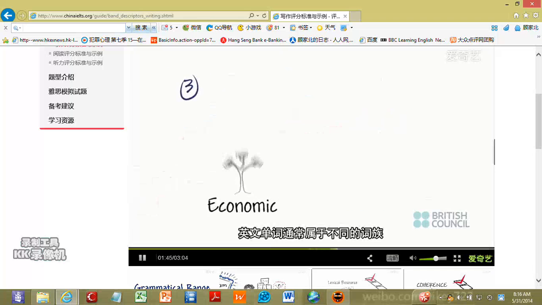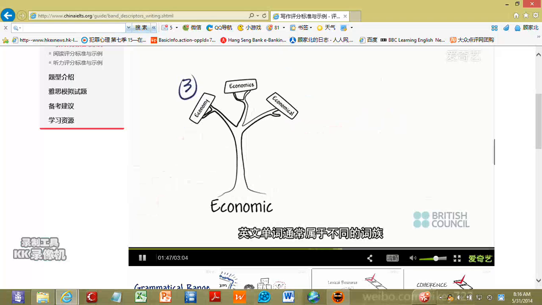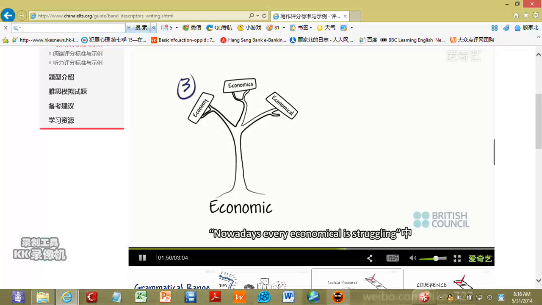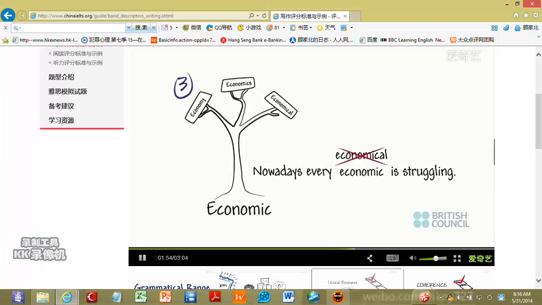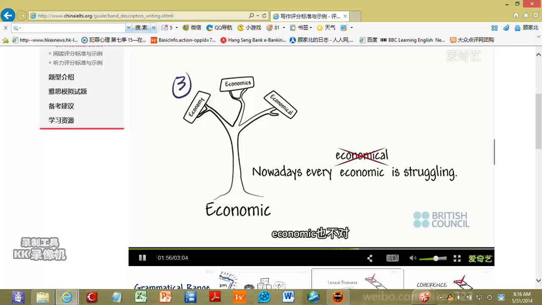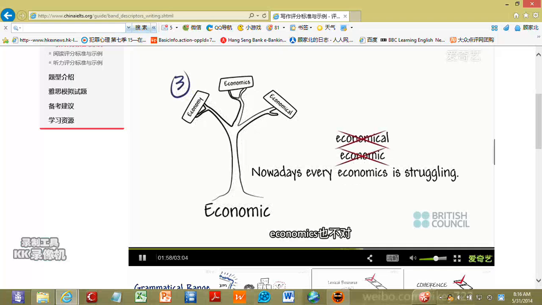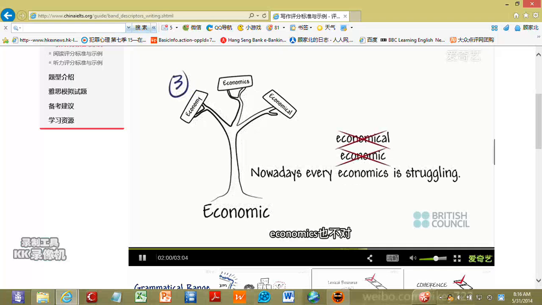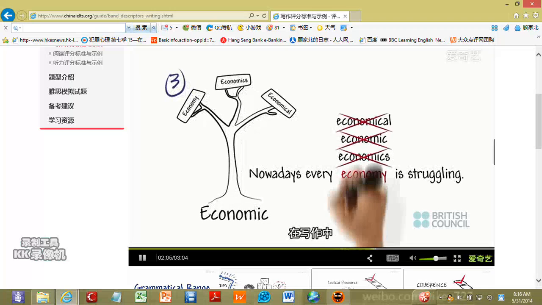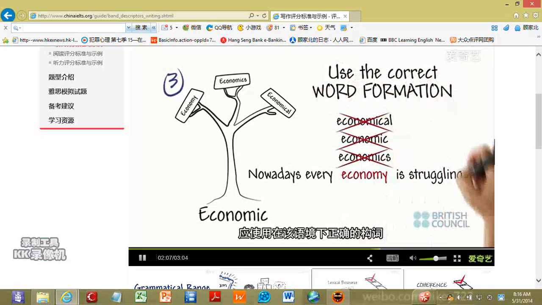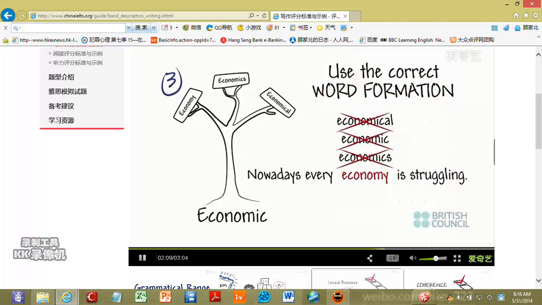3. English words are often part of families. For instance, nowadays every economical is struggling. Nowadays every economic is struggling. Nowadays every economics is struggling. Nowadays every economy is struggling. When writing, use the correct word formation for the context.